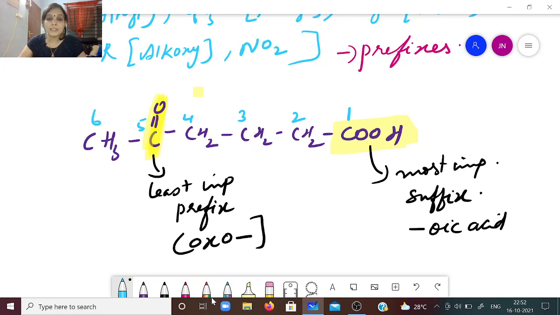Okay, so total 6 carbons are there in this straight chain, and in that the fifth carbon is oxo and the first carbon is oic acid. So what will be the name? 5-oxo, then 6 carbons are there. So it is hexanoic acid. So 5-oxo hexanoic acid is the name of this compound.